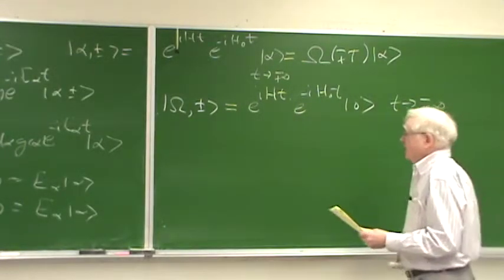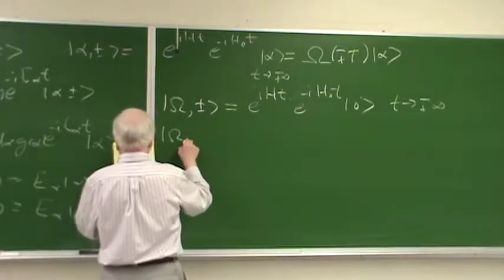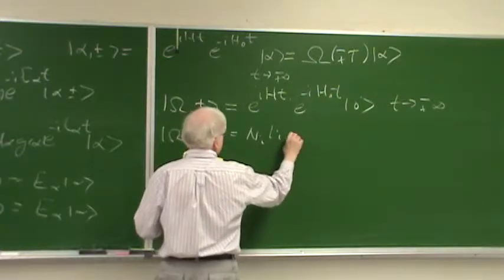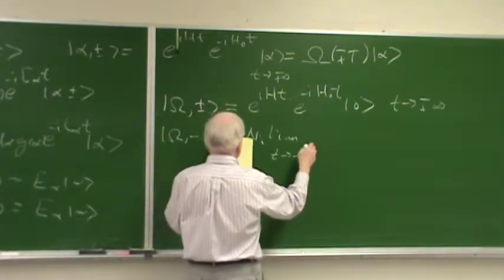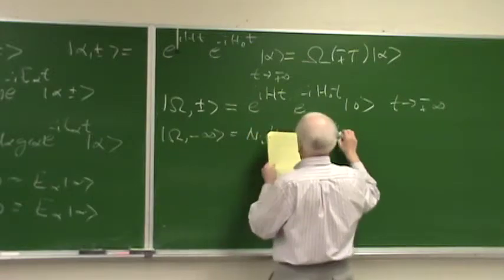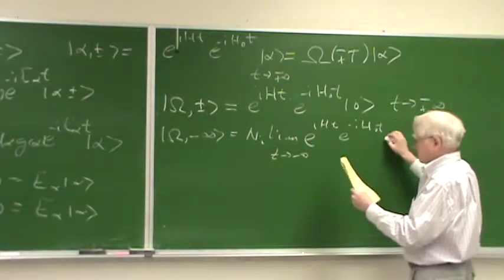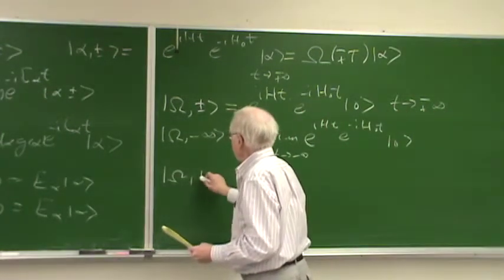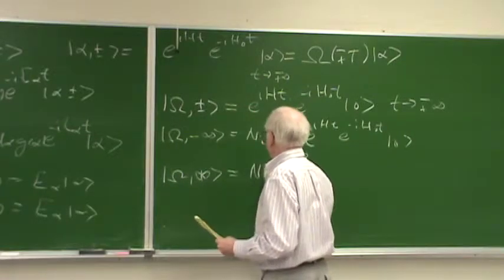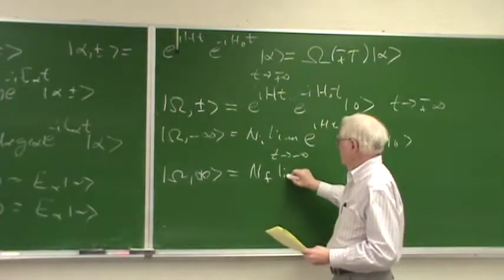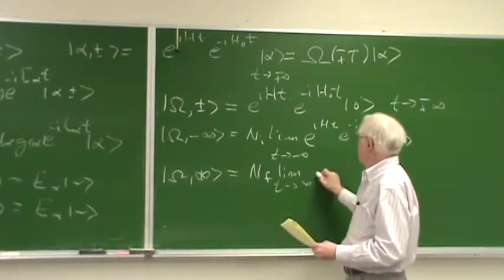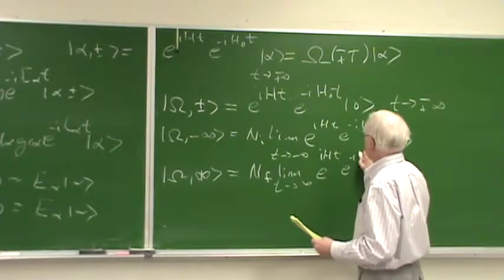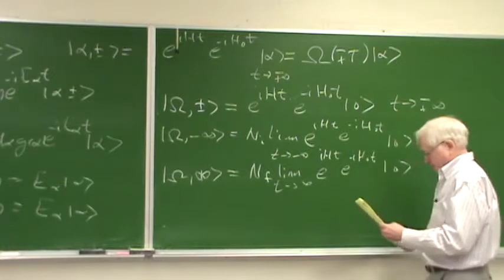And so if we look at it in Schwartz's terms, omega minus is some normalization times the limit t goes to minus infinity of e to the iHt e to the minus iH0t on the vacuum 0. And if we consider this in the future, then it's some other factor, t goes to plus infinity, again the same thing, e to the iHt e to the minus iH0t on the bare vacuum.